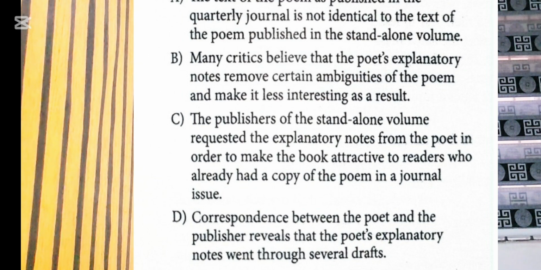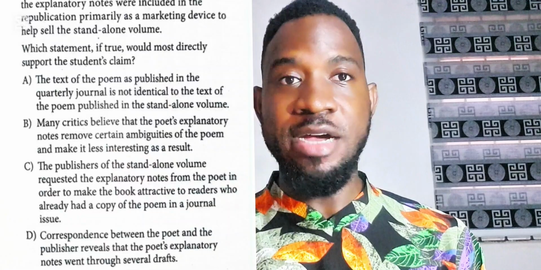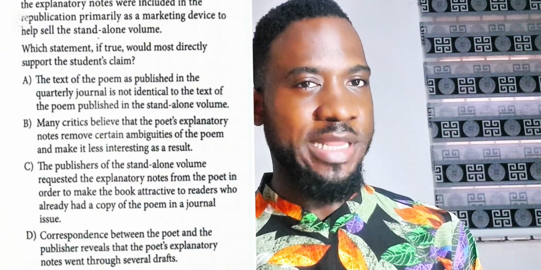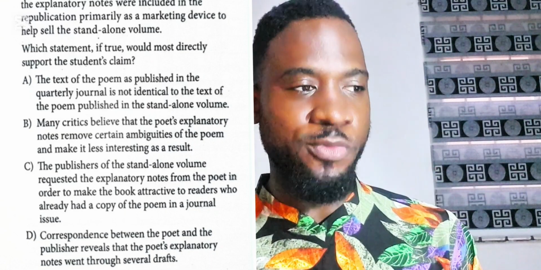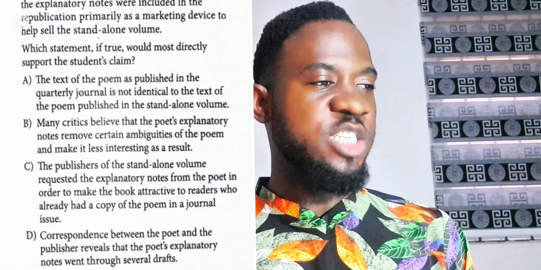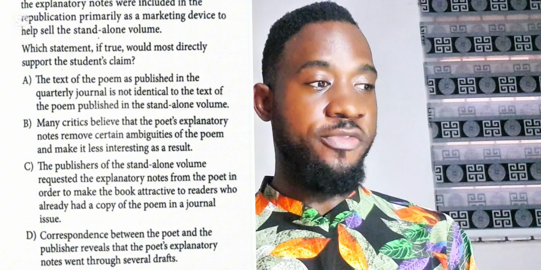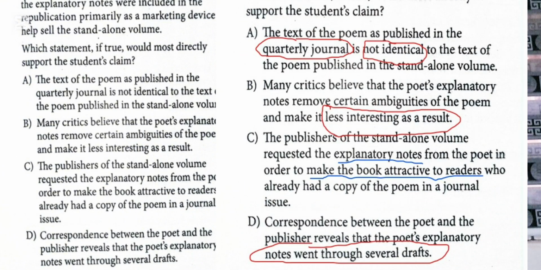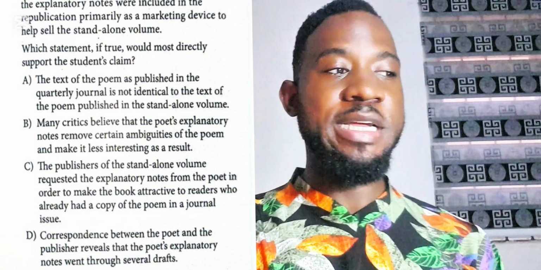D, so we're holding on to this until we see something, but I've told you, don't be tempted towards just choosing an answer without considering others. Consider others too and be sure that they don't do the job better than the one you're holding on to. D: correspondence between the poet and the publisher reveals that the poet's explanatory notes went through several drafts. Now this focuses on just explanatory notes. The drafting of the explanatory notes has certainly nothing to do with marketing. So we see this is also off. So we're left with our best answer, option C.